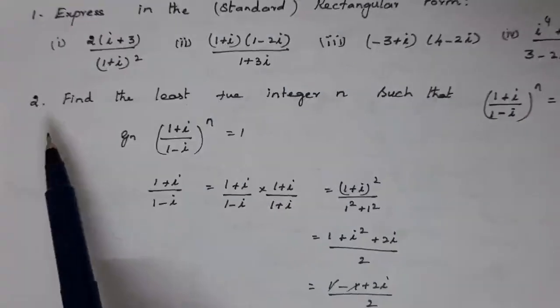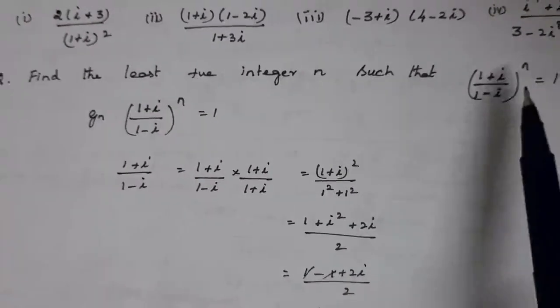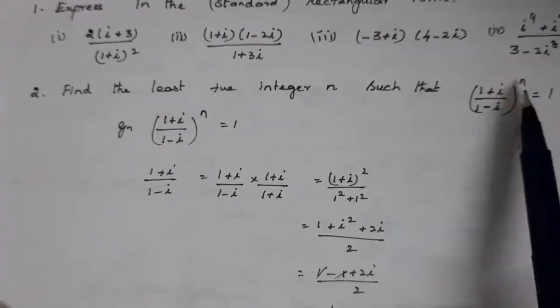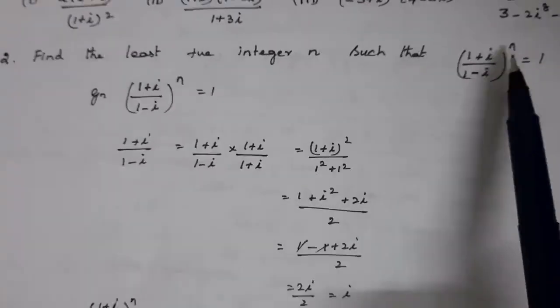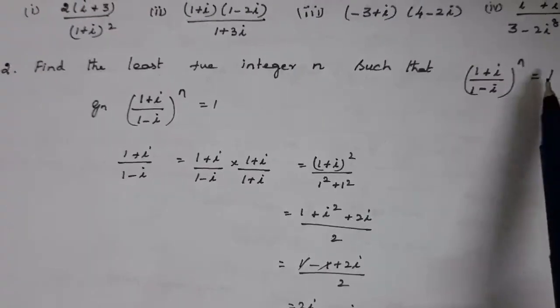Now come to the second one. Find the least positive integer n such that ((1 + i)/(1 − i)) the whole power n is equal to 1. So you have to find the smallest value of n which makes the power of this expression equal to 1.